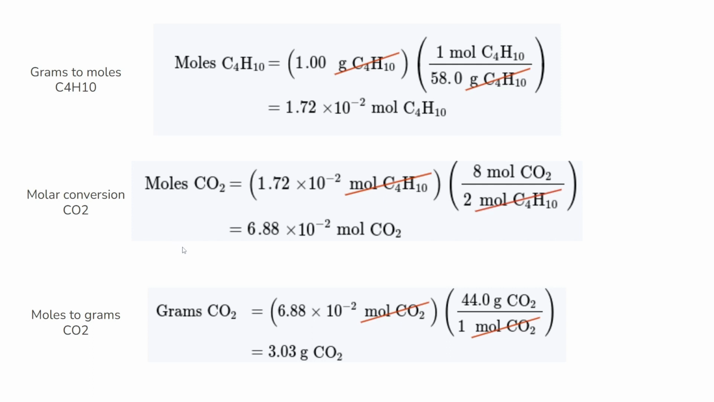Finally, this is a pretty simple dimensional analysis conversion. We're just going to use the molar mass of carbon dioxide, which is 44 grams, and multiply that by the moles of carbon dioxide that we've produced, and that's going to leave us with 3.03 grams of carbon dioxide. So we're going from grams to moles of given, and then converting the moles of given to the moles that we want to find using molar conversion, and then going from moles to grams of our final answer.